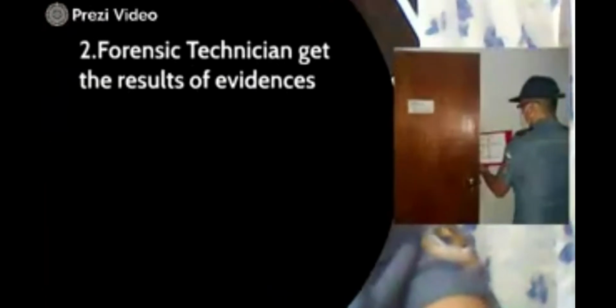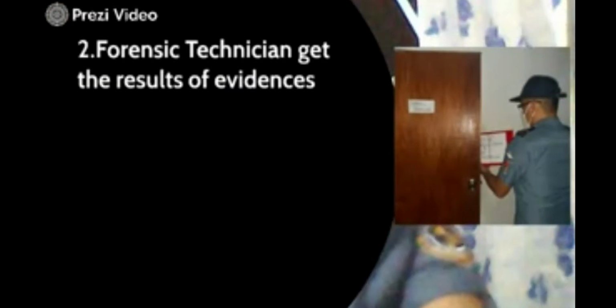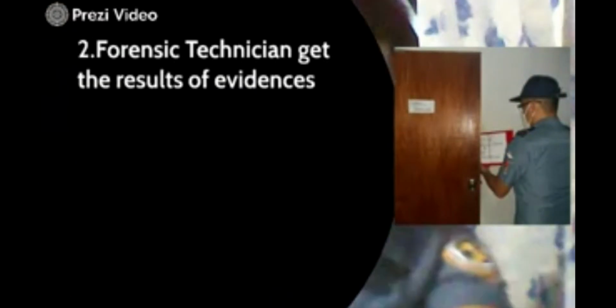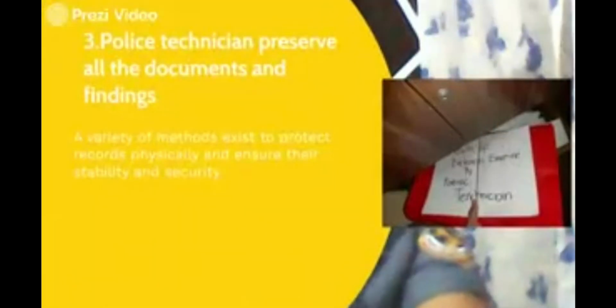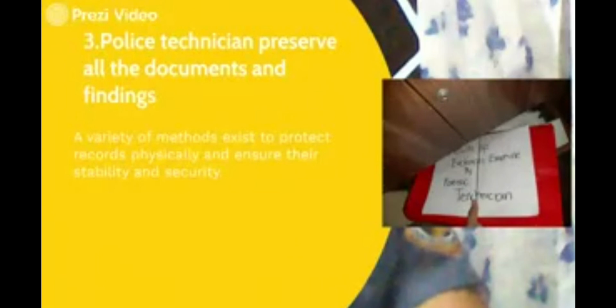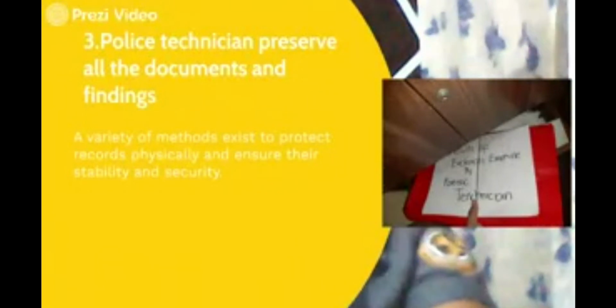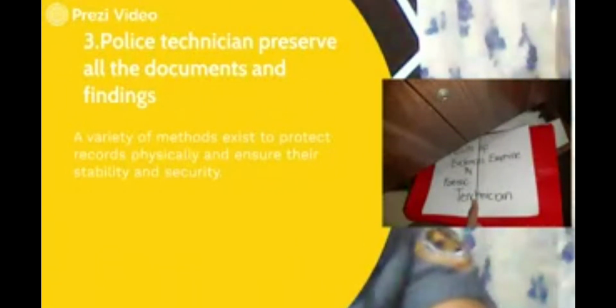Second, the forensic technician gets the result of the evidence. Last, the police technician preserves all the documents and findings. A variety of methods exist to protect records physically and ensure their stability and security.